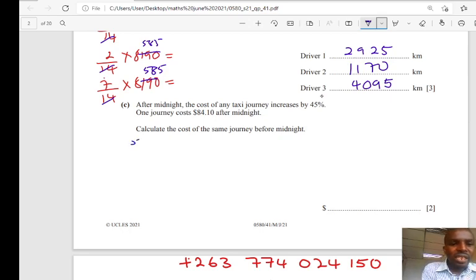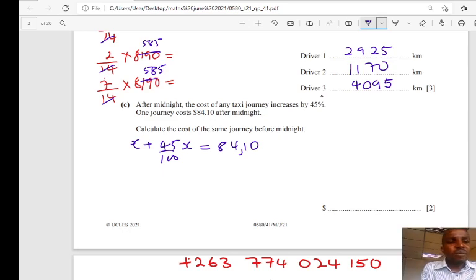So I say X plus 45% of X, where 45% is 45 over 100 of X, is equal to 84.10. Take note. If you take 45% of 84.10, you are wrong. Why? Because this 45% is not of the new price. It's of the initial cost that was there. Take note of that. So it's X plus 45% of X is equal to 84.10.